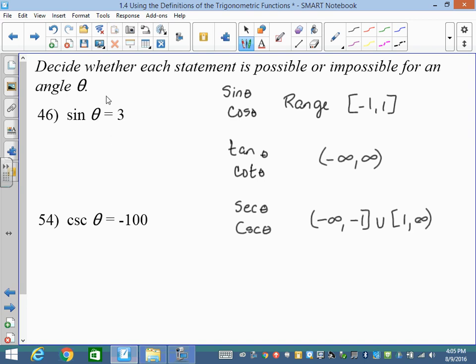So the question is, can sine of theta be 3? No. So this is not possible. Can cosecant of theta be -100? Absolutely. That's -infinity to -1. -100 falls in there. This one is possible. You do need to have these. If you want to throw them on a note card, throw them on a note card. You do have to know these.